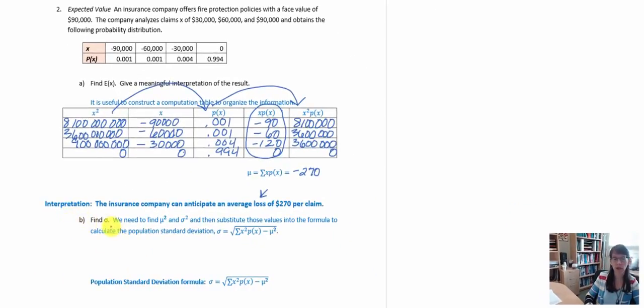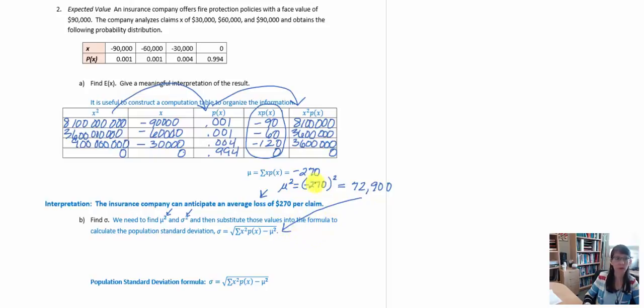For Part B, we're looking for the standard deviation. In order to calculate that, we need to find mu squared and the variance, which is sigma squared. And we'll substitute those into this given formula. So to start with, mu squared is equal to the quantity of negative 270 squared. So remember, a negative times a negative will result in a positive product. And this product is 72,900. So we do have our substitution now.